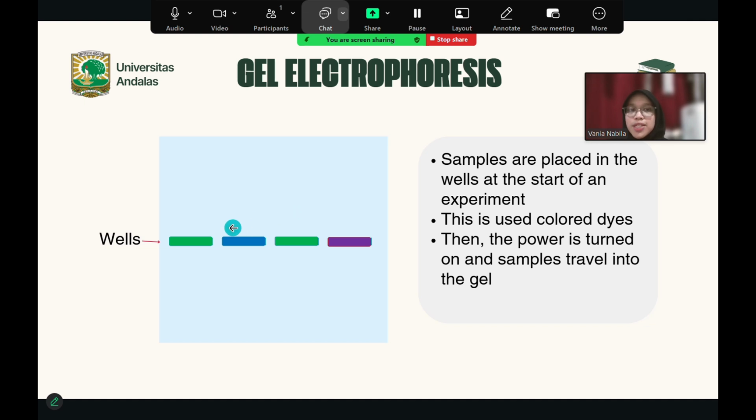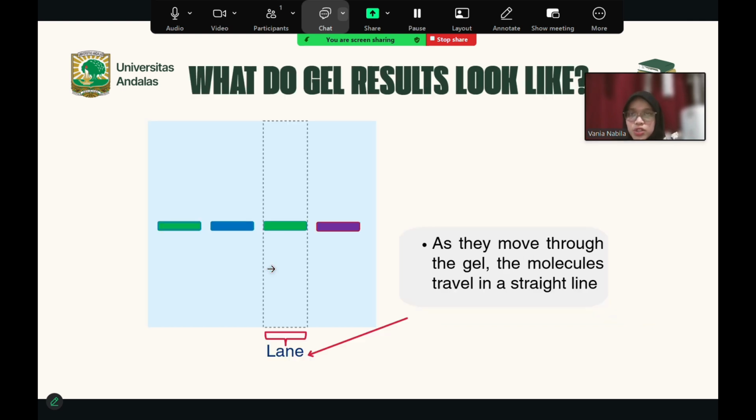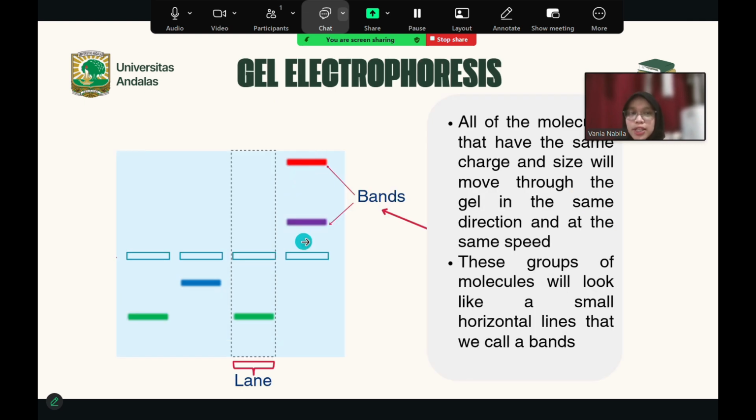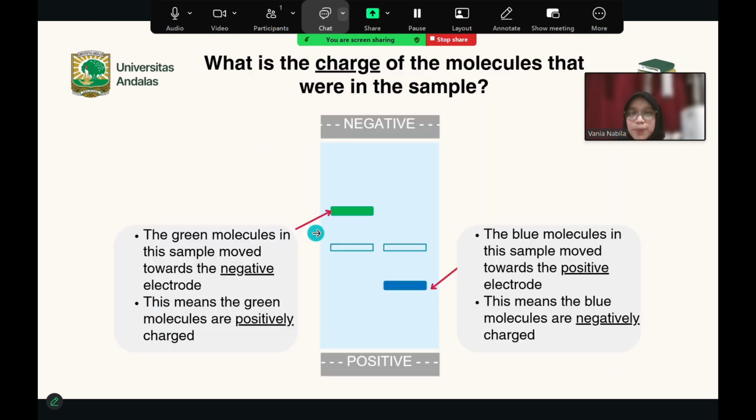The samples are placed in the wells at the start of an experiment, and we can use color dyes to differentiate them. The power is turned on and the samples travel into the gel. As they move through the gel, the molecules travel in a straight line, and it looks like a small horizontal line that we call a band.